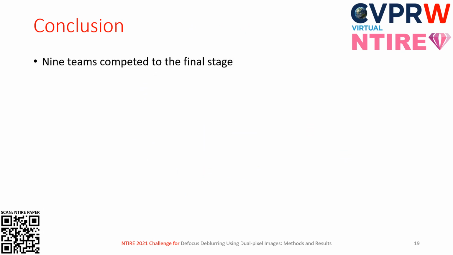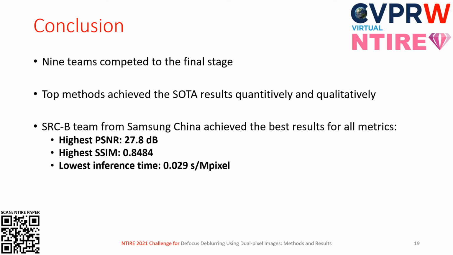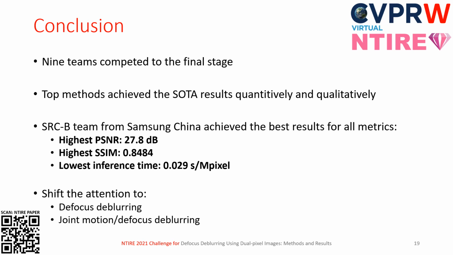To conclude, we had 9 teams compete in the final stage. The methods achieved state-of-the-art results for defocus deblurring. The SRCB team achieved the best results for all metrics. And finally, we aim by this challenge to shift the researchers' attention to an important research problem, defocus deblurring. We showed that motion and defocus blur are results of specific capturing settings, and it's also worth thinking of a joint motion defocus deblurring. Who knows, that might be the trend of the next generation cameras.